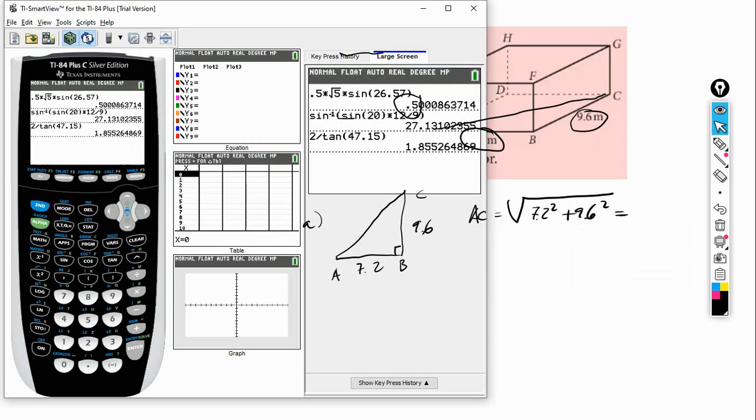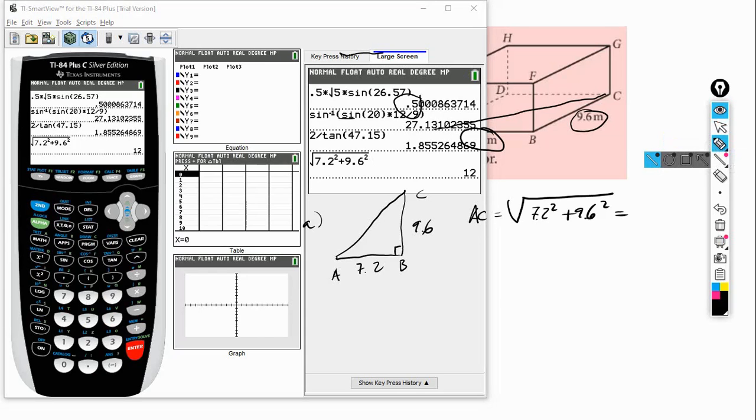Okay, so here's a calculator and we're going to find the length of AC. So AC is equal to the square root of 7.2 squared plus 9.6 squared. So 9.6 squared. And that equals 12, exactly 12. Okay, so we're going to write the length of AC here, and we see that it is 12.